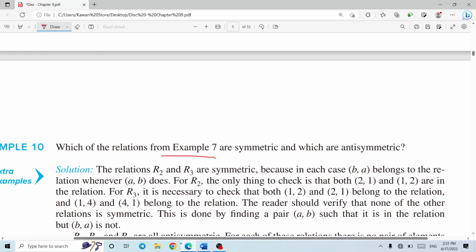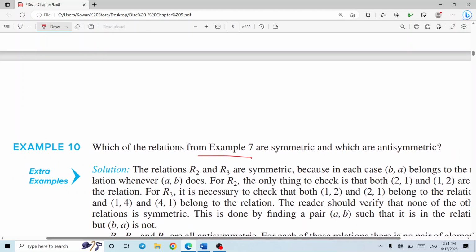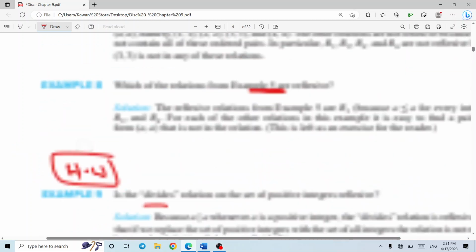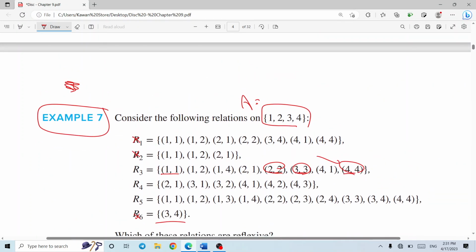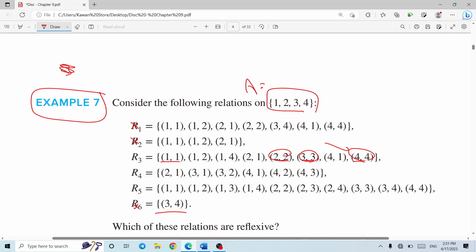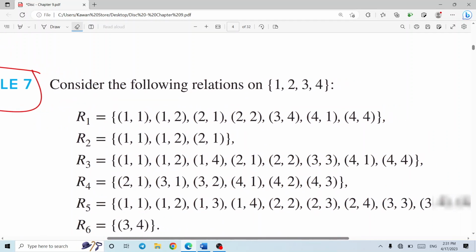Example number 7. Let me go back to example number 7. Now I'm going to apply the second definition. Where's example number 7? Here it is. Yalla, easy one, finite set. Tell me. Is it symmetric or not? One by one. Think about R1. Is it symmetric or not?